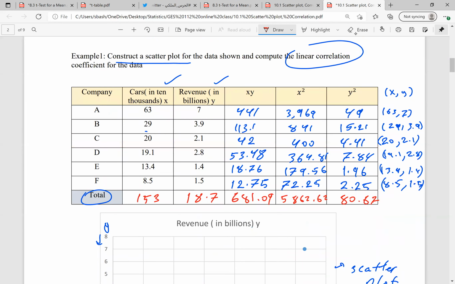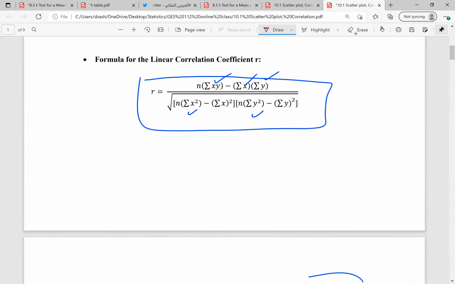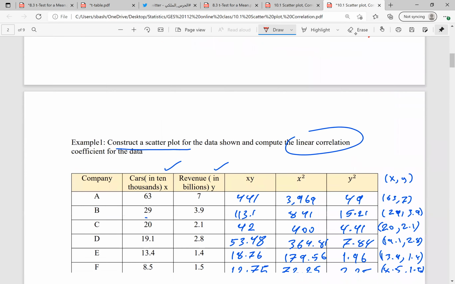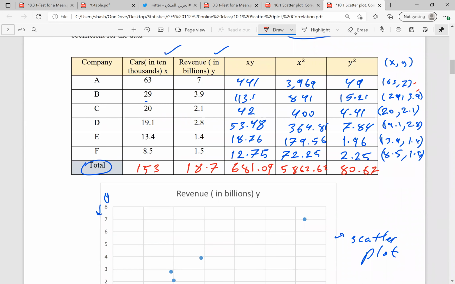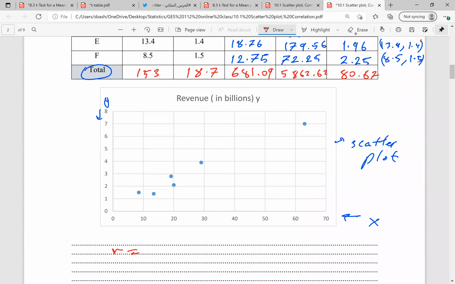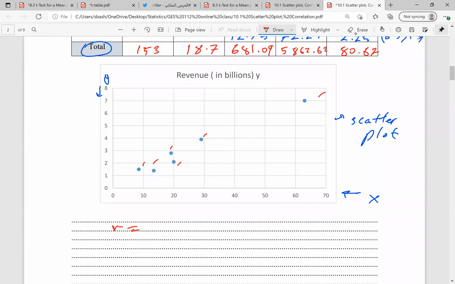If you go back to the formula, I have n there. N is equal to the number of ordered pairs, the number of points. Let's see how many ordered pairs we have. 1, 2, 3, 4, 5, 6. These are 6 points. So n is equal to 6 in this case.